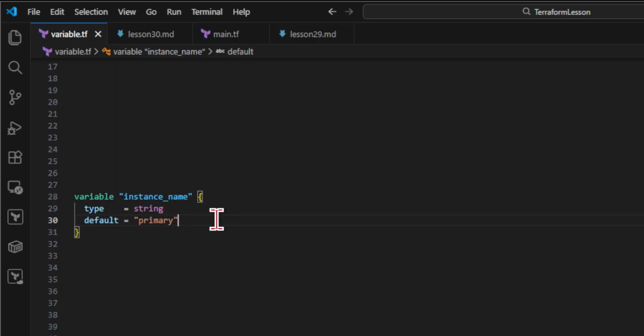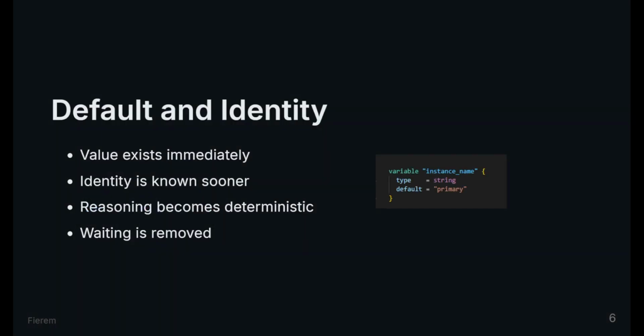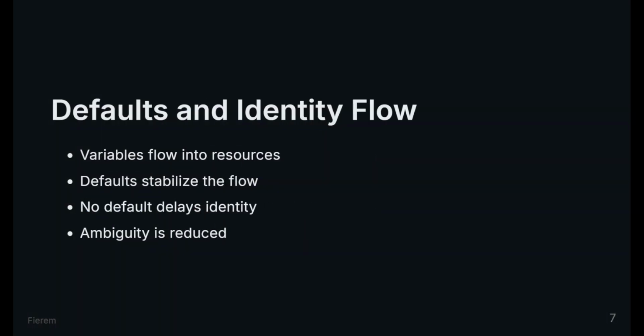This value exists immediately. No external input is required. Terraform can reason about identity without waiting. The graph becomes deterministic sooner. Variables often flow into resource arguments. When a default exists, that flow is stable. When it does not, identity is postponed. Defaults reduce ambiguity. They do not reduce flexibility. They reduce uncertainty.